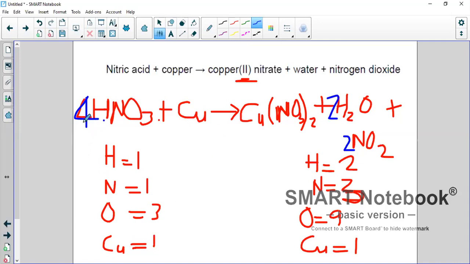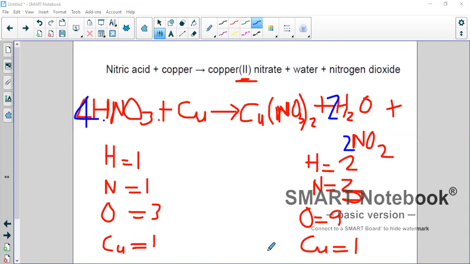Then we've got your oxygen. 4 times 3 gives us 12. So oxygen becomes 12. And this side here, you're going to have 2 times 3, which is 6. 6 plus 2, which is 8. 8 plus 2 times 2, which is 4. 8 plus 4 gives us 12. Then everything else becomes balanced. So you balance by putting a 4 here, putting a 2 on the water, and a 2 on the nitrogen dioxide.